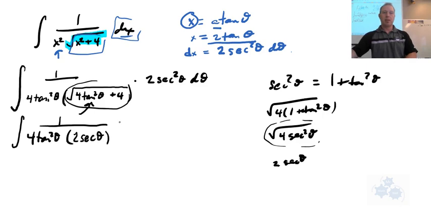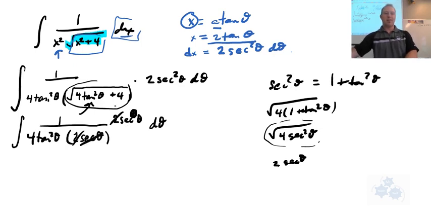Can you cancel out the 2 secant? Yeah, secant squared theta? Yeah. We're going to get there. We can. You're absolutely right. We can do some canceling here now. Okay, all right, so is everybody good there? So this 2 can cancel out with this 2. This secant can cancel out with this secant.